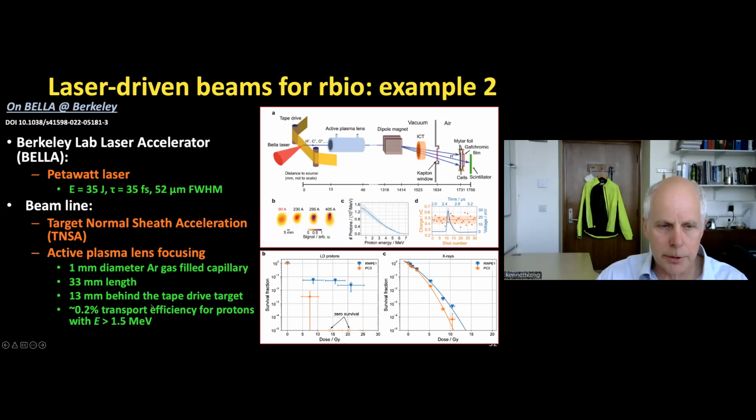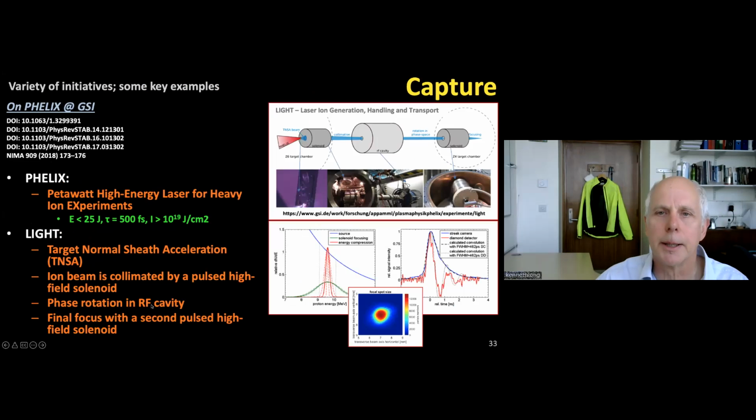Laser parameters and other parameters are given on the left-hand side there. Capture is a big issue. There are many, many particles produced, but the only useful particles are those you deliver to the end station. There are various initiatives there. At GSI, there's the PHELIX laser, and there people are trying to study the capture and the delivery of the beam.